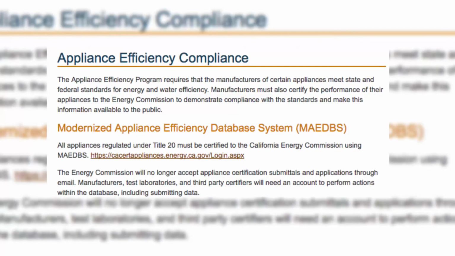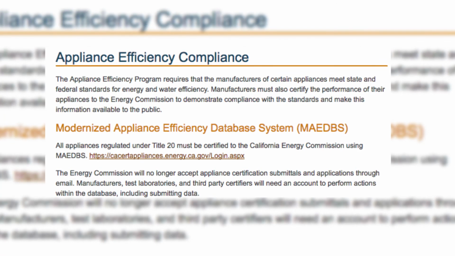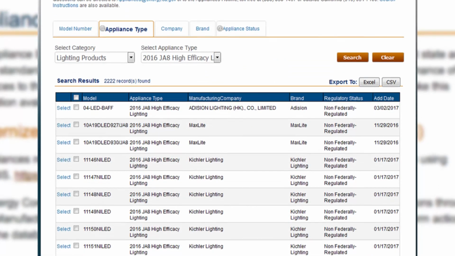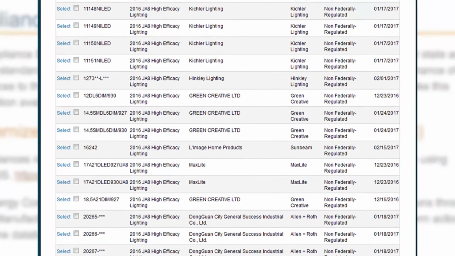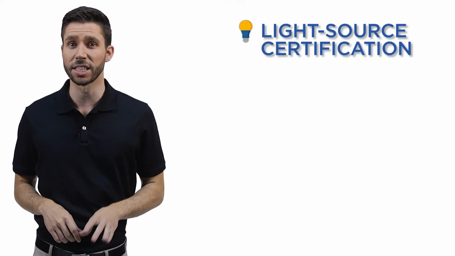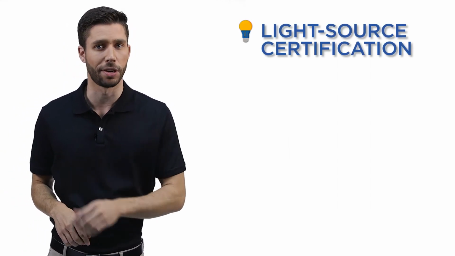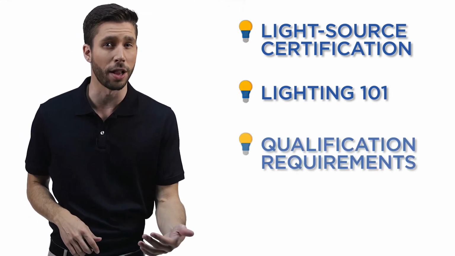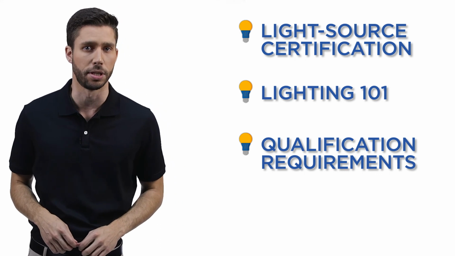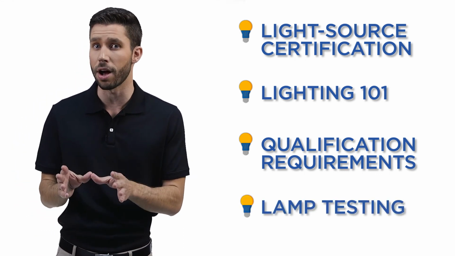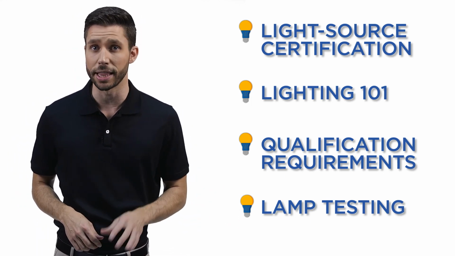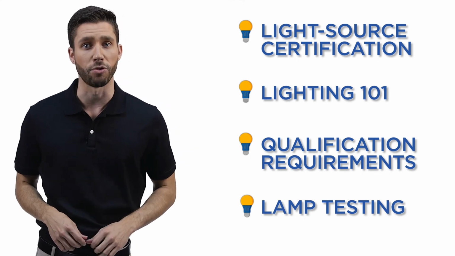Manufacturers must submit their product test results using the Modernized Appliance Efficiency Database System, or MAEDBS. Once the results are processed in the system, the product will be listed in the database for use in California. Before we end this module, let's review what we've learned. We discussed light sources that must be JA8 certified. We went over relevant lighting terms and concepts and how they played into the overall qualification requirements for high-efficacy light sources. We learned manufacturers must test the products at an accredited test lab and send test results to the Energy Commission to certify that their products comply with JA8 requirements.